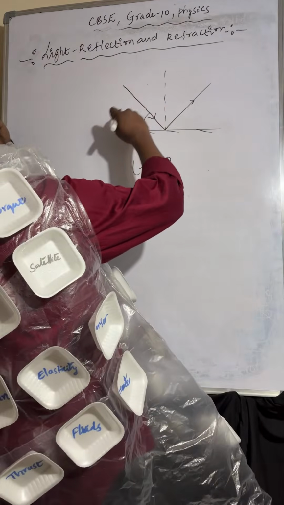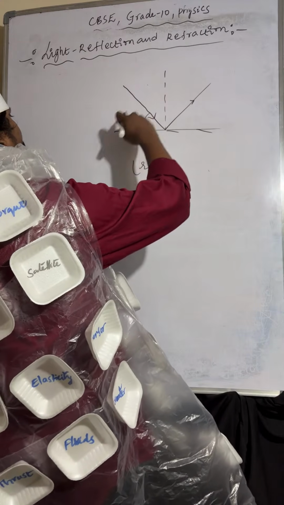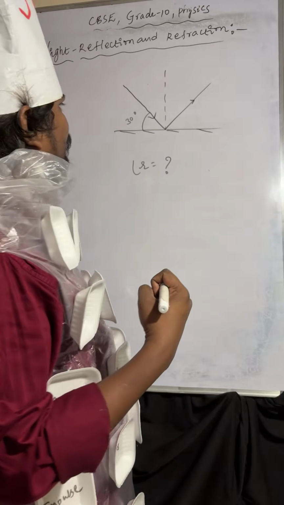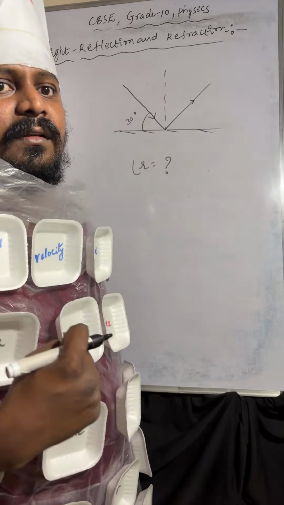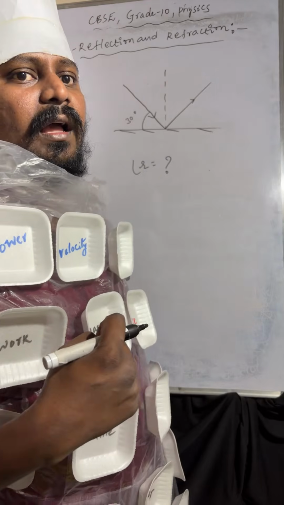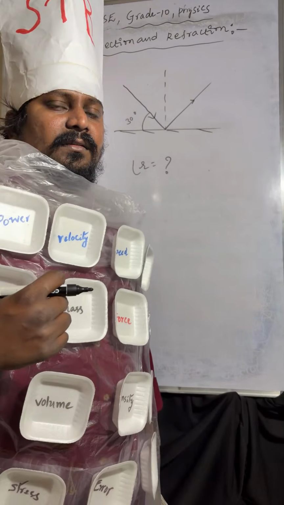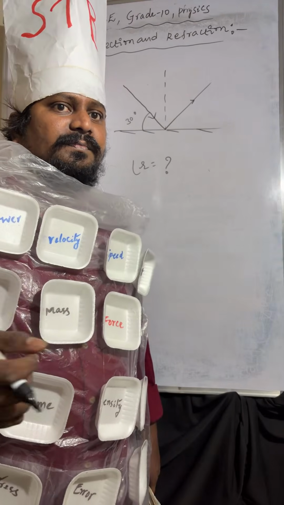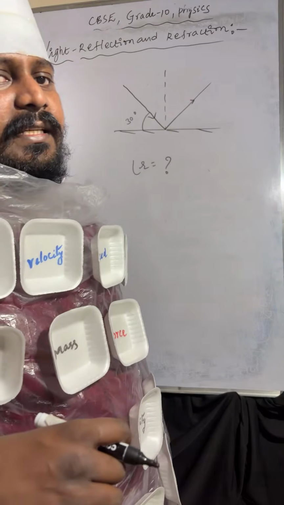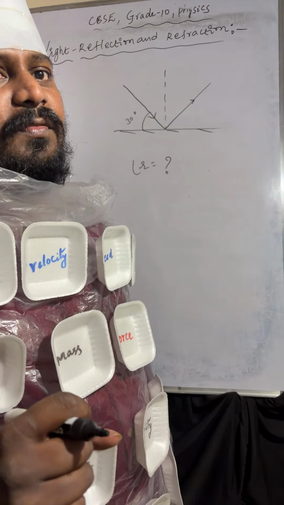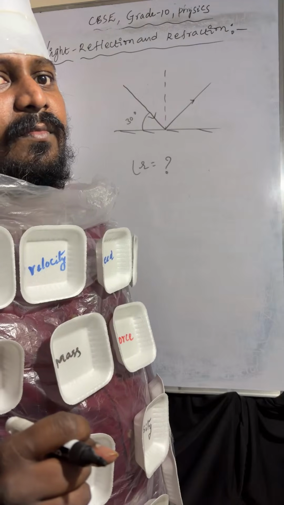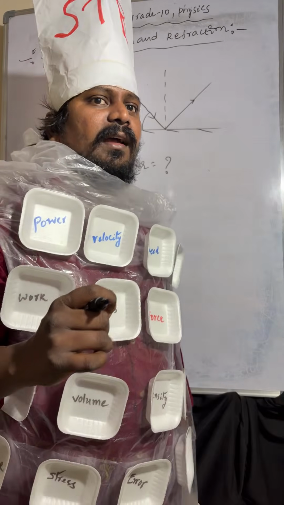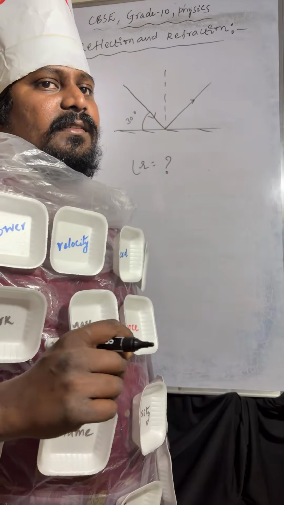The angle between incident ray and normal line... the incident ray and plane surface is 30. What about the angle of reflection? Remaining students, answer the question. Try to get involved in answering. What is the angle of reflection?